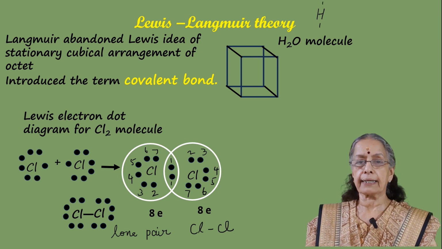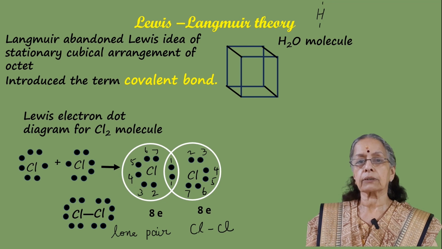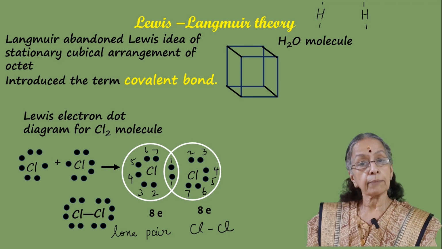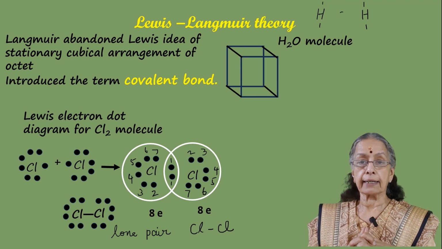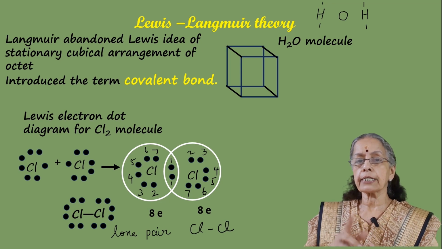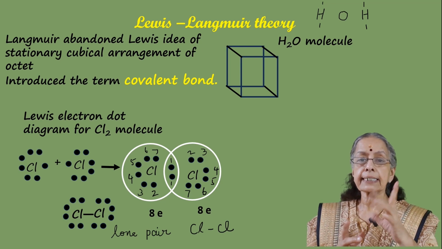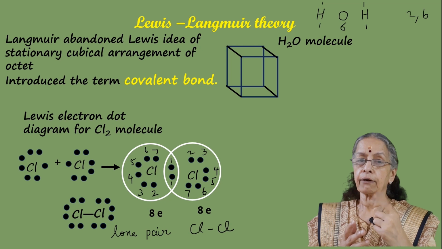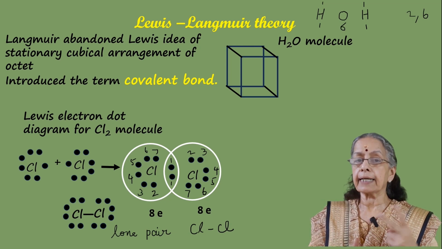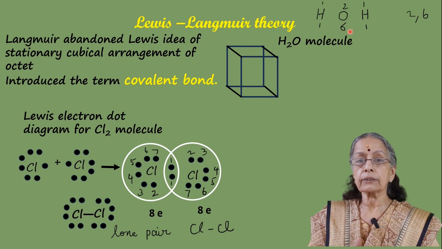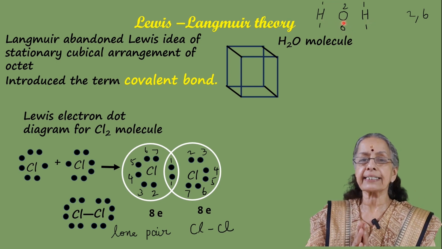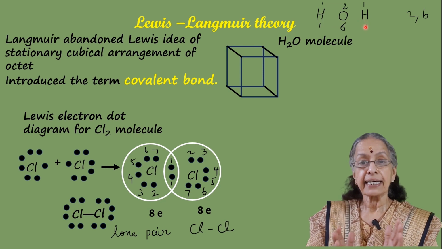For hydrogen, atomic number is 1. That means it has only 1 electron and it requires 1 more electron. There is 1 more hydrogen atom. It also requires 1 electron. What about oxygen? Atomic number of oxygen is 8. Electron configuration is 2, 6. That means it has 6 electrons in its outermost shell. It requires 2 more electrons to complete the octet. 2 electrons of oxygen in the outermost shell share 1 electron each with each hydrogen atom. So, oxygen gets 8 electrons and hydrogen gets the duplet structure of the helium atom.